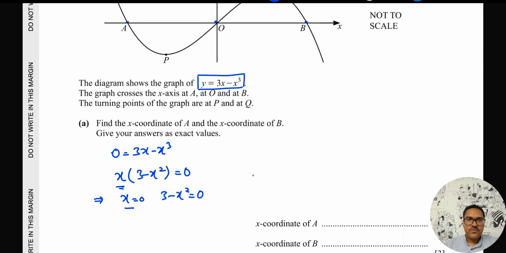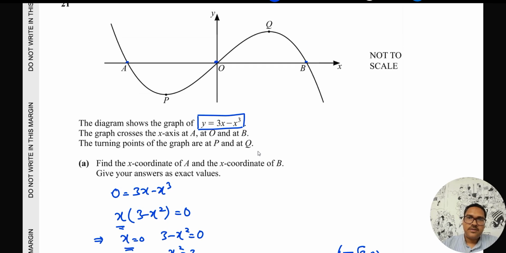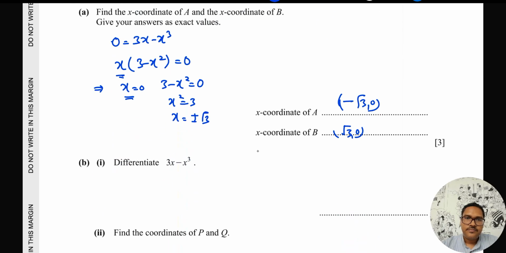So x is equal to 0 is one point that we know, that is this point. Now what are these points? You can see x square equal to 3. So what is x? x equal to plus or minus root 3. So what is the x-coordinate of A? A is the negative point. So this is negative root 3 comma 0, and this is plus, that is root 3 comma 0. So that is this point. Basically this point is root 3 comma 0. This point is minus root 3 comma 0. This is how we can solve this question.